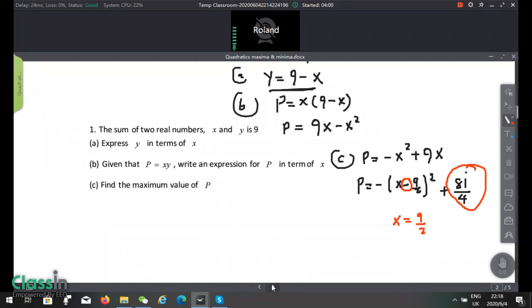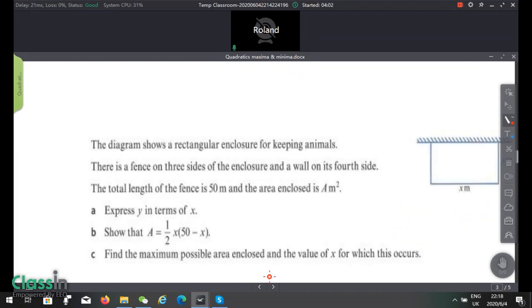Let's look at another example. The diagram shows a rectangular enclosure for keeping animals. There is a fence on 3 sides of the enclosure and a wall on the 4th side. So if we look at this enclosure, there is a fence on 3 sides. This must be y because it's rectangular, so opposite sides are equal, and this is x.